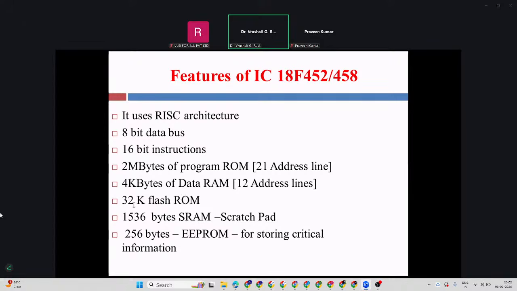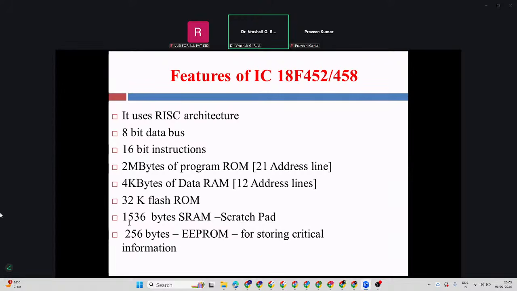Then, as we are saying, 32K flash ROM is there. Flash memory, how much? 32K. This is faster memory. Okay, flash means what? It is the fast memory. You can access it fast. You can work fast with this memory. How much? 32K flash ROM is there.